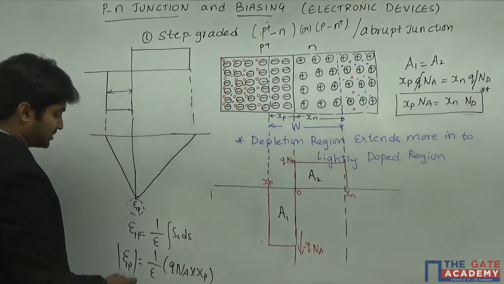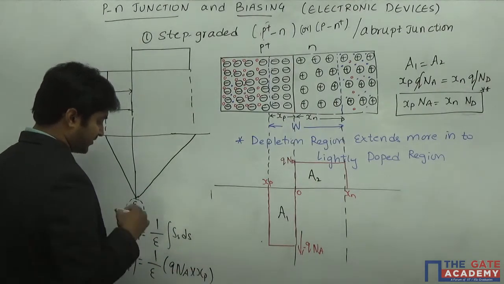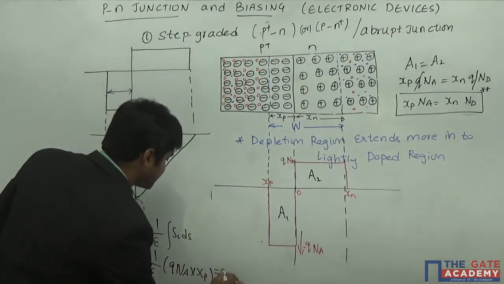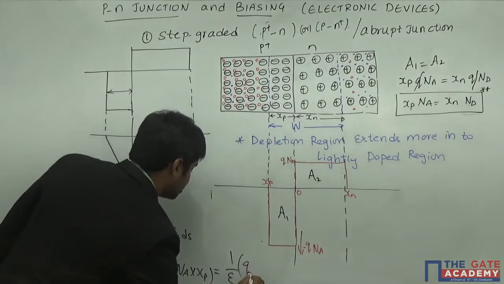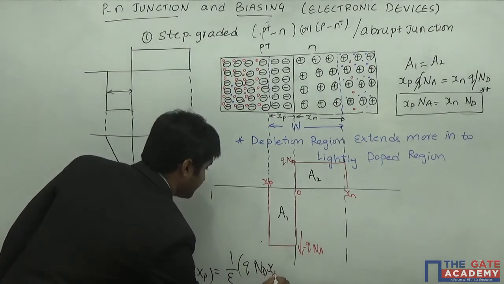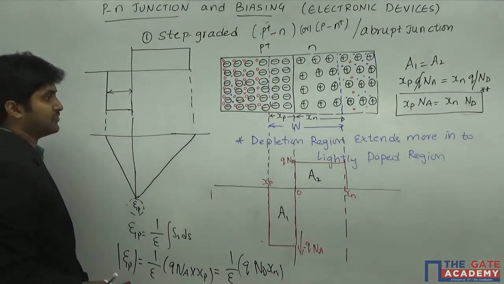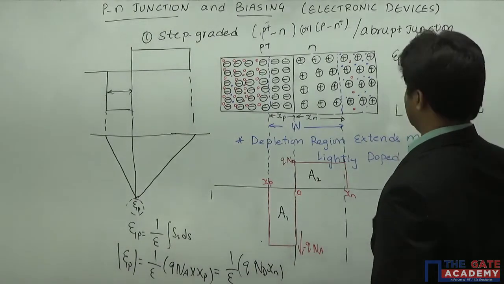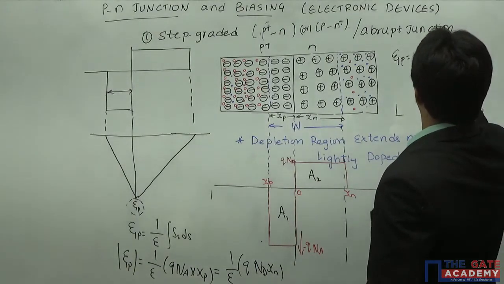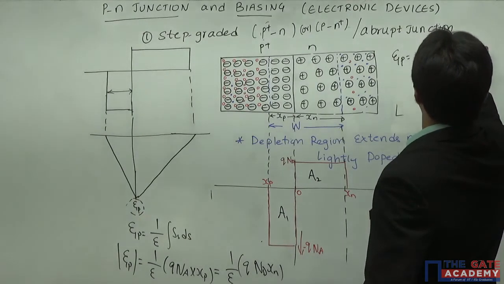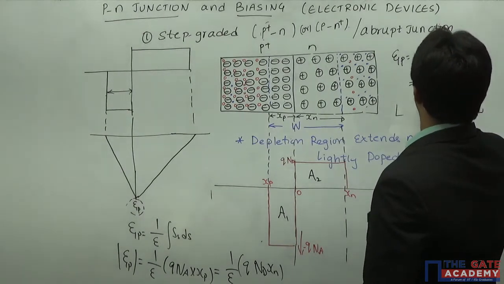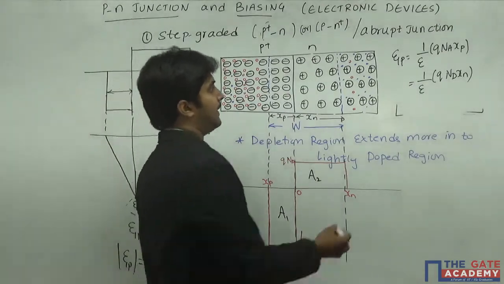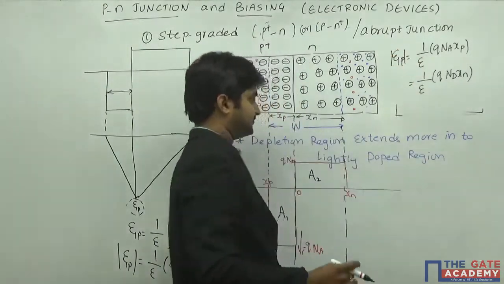So the magnitude of the electric field is going to be equal to q into na into xp divided by epsilon. Because xp into na is equal to xn into nd, I can write this is equal to 1 by epsilon q into nd into xn. Okay, if it is not visible, I will write it here. So the peak electric field is given by the formula 1 by epsilon q na into xp, which is equal to 1 by epsilon q into nd into xn. This is the formula for the magnitude of the peak electric field.